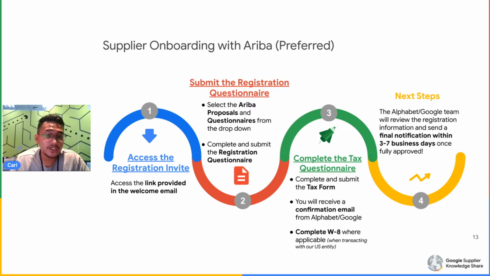The first one is the registration questionnaire. The next one is the tax questionnaire. Under the registration questionnaire, it will ask you to provide your company or Google contacts, your primary address, and lastly, your banking information. Under the tax questionnaire, it will ask you to provide your company details and legalities, such as tax IDs, primary address, tax exemptions if you have one, and legal and business name based on your tax form.